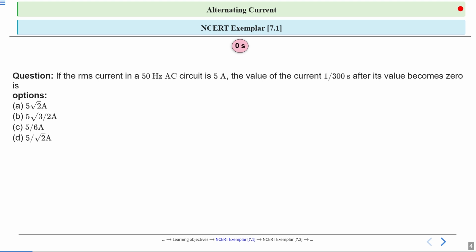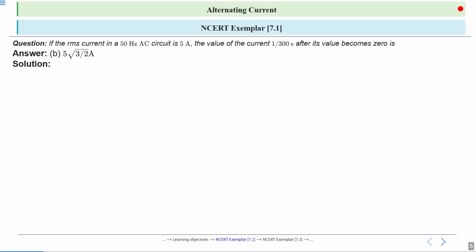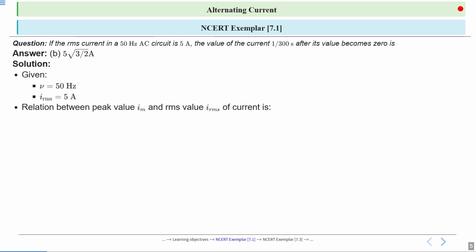Let's see the solution. Okay, so the correct option is B, 5 into root 3 upon root 2 ampere. So what is given in the question? Frequency is given, 50 hertz. RMS value of current is given, 5 ampere, and the relation between peak value of current Im and RMS value is given by Im equal to root 2 Irms, according to NCERT question 7.6. Okay, this is the relation between peak value and RMS value.